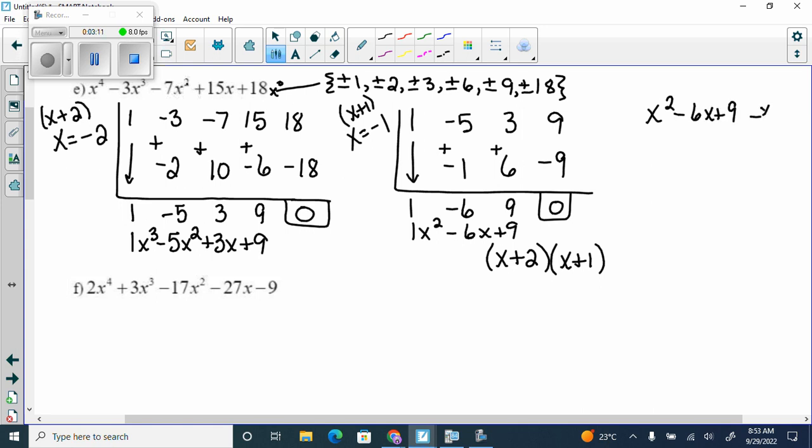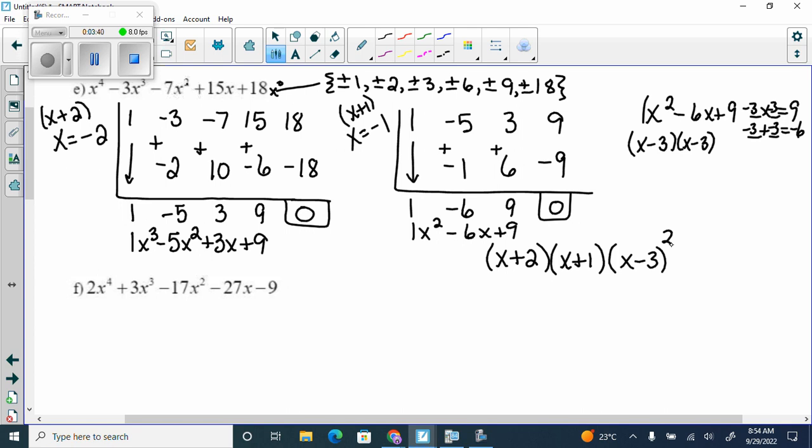What times what equals 9? What plus what equals -6? -3 and -3. And I can go right to brackets because there's a 1 in front. x minus 3, x minus 3. So I can just write that as x minus 3 squared.